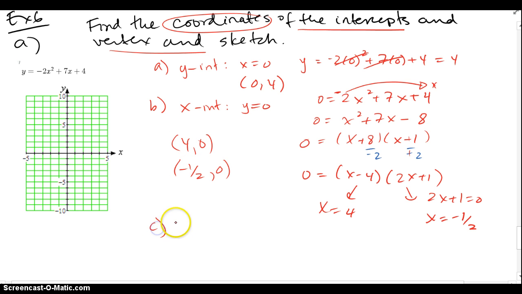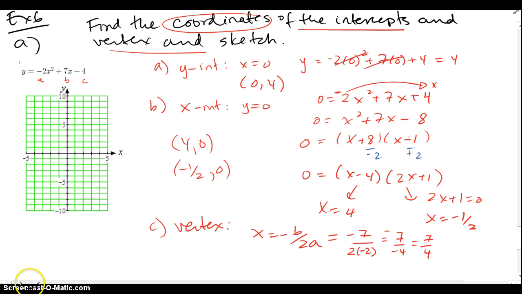And then part C, I'm going to find the vertex. So I'm going to do x is equal to negative b over 2a, and this is my a, this is my b, that's my c. So negative b would be negative 7 over 2a, a is negative 2. That's negative 7 over negative 4, which is really 7/4. If 7/4 is really bothering you, you can see that that's just an x-coordinate of 1.75. Now for the vertex, I have to go find the y-coordinate by plugging this back into the original equation.